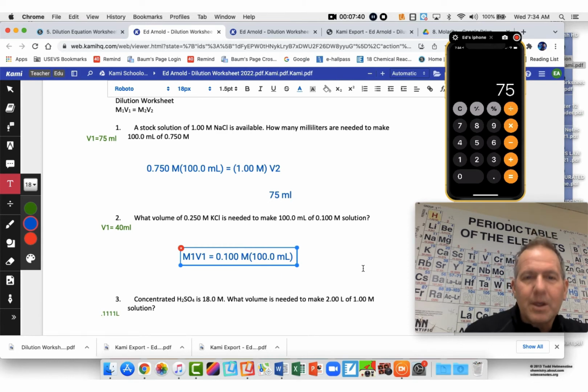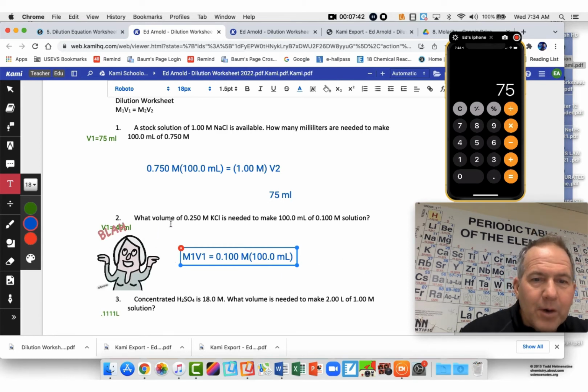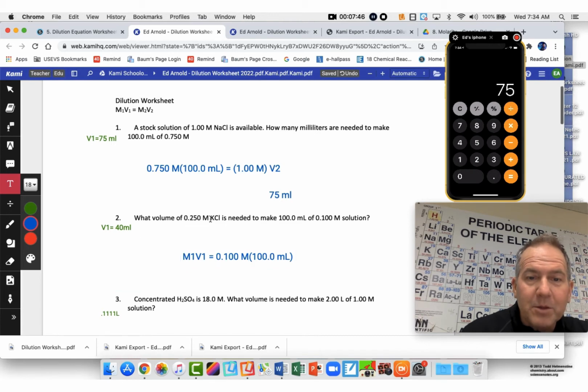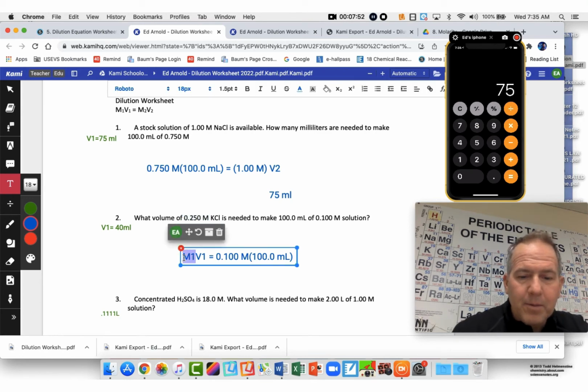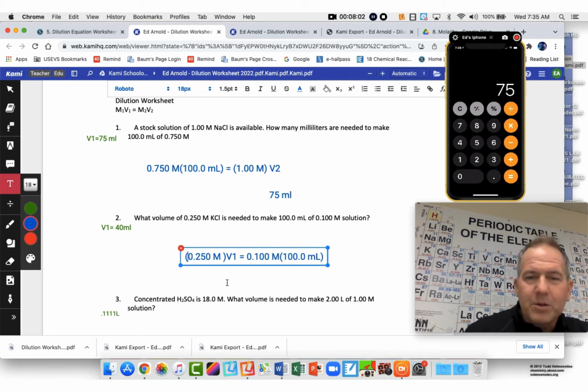Second thing, what volume of the 0.25 M? Here we go. We're going to take that, copy, paste, parentheses. All right, and that's nice and pretty now. And we're trying to solve for V1.